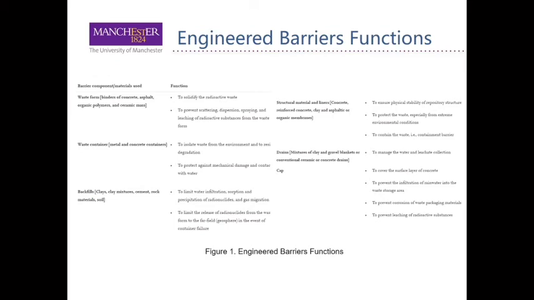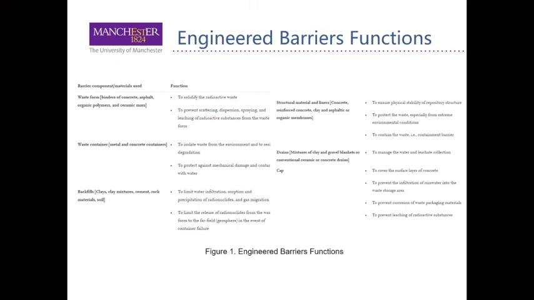The second is the waste container, to isolate waste from the environment and to resist degradation, and to protect against mechanical damage and contact with water. The third is the backfill, to limit the water infiltration, sorption, and precipitation of radionuclides and gas migration, and also limit the release of the radionuclides to the far field in the event of container failure.